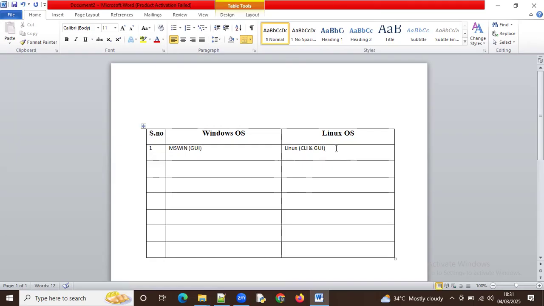As we know, it was developed in 1990 and available to the public from 1991, and it is open source. MS Windows is closed source. That means we can't see and edit the source code. Here we can see the source code. What is source code? Source code is nothing but the code behind the development of this application or OS.